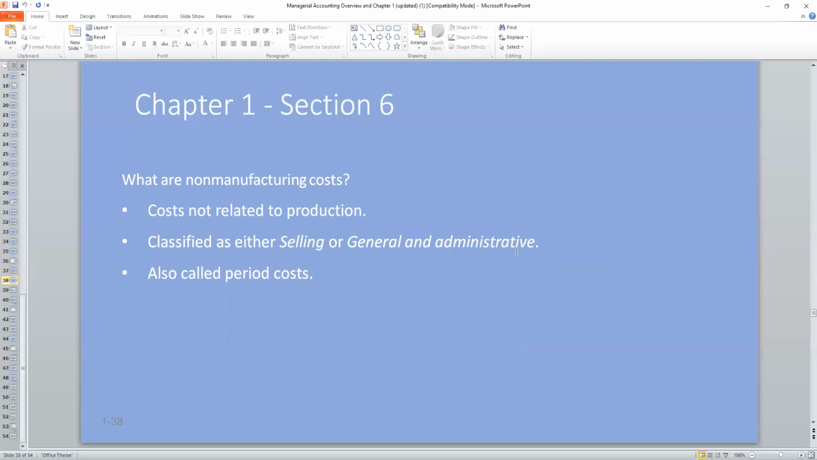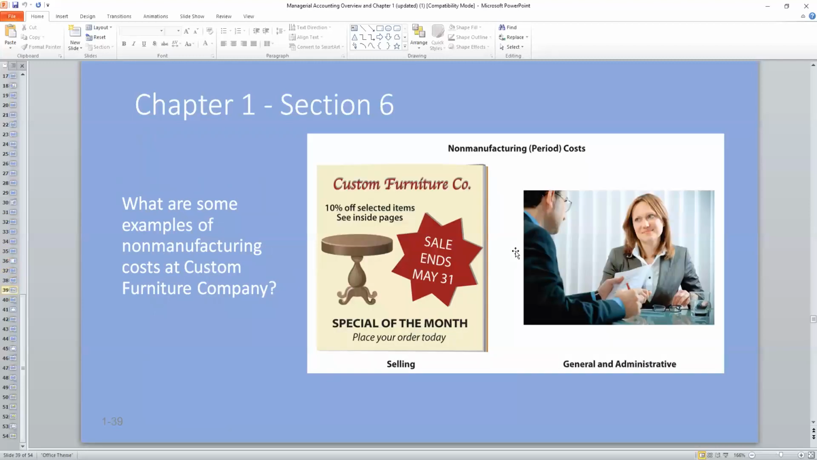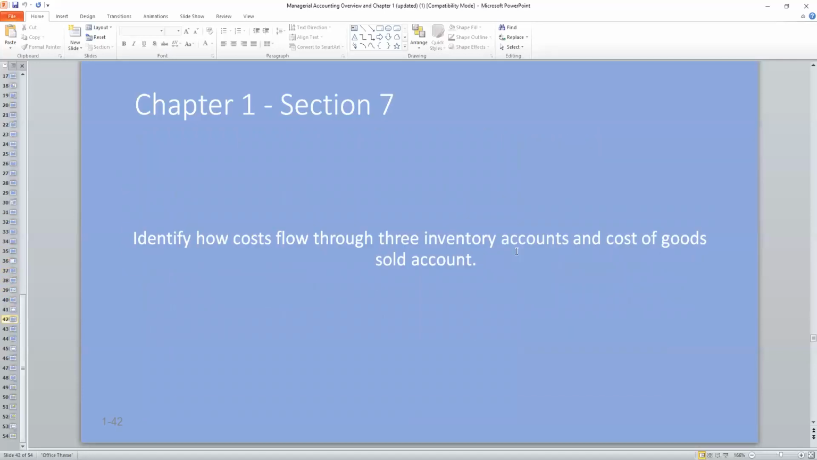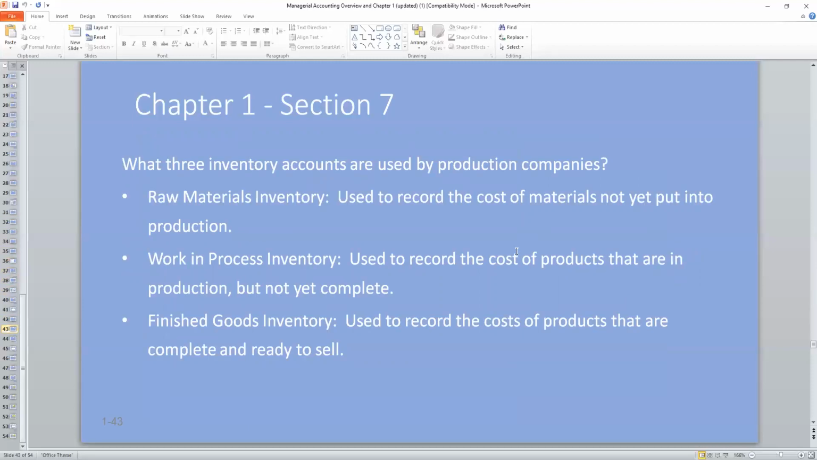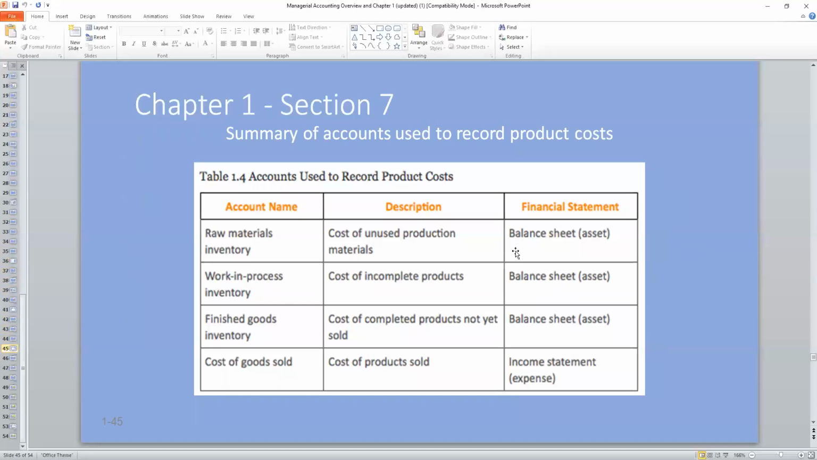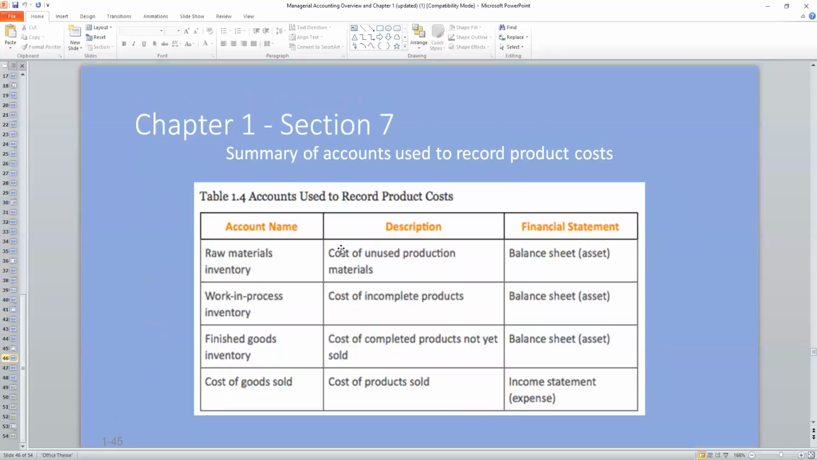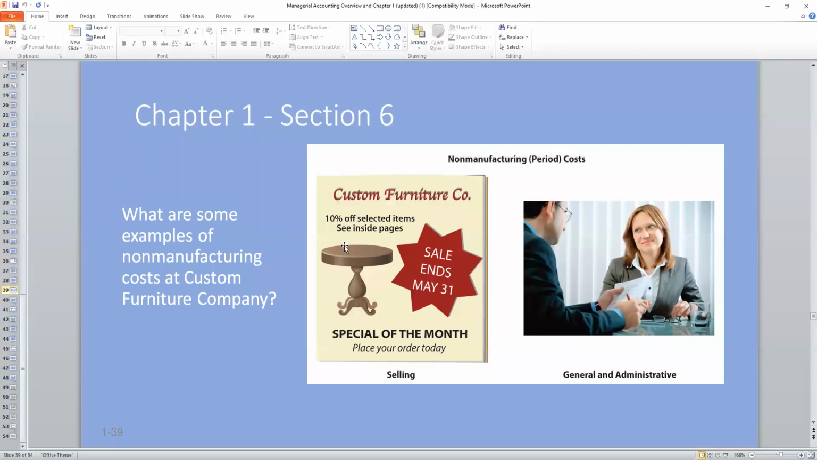I'm not going to worry about non-manufacturing cost right now, but those are called period costs. I'm not going to worry about the three inventory accounts right now and what happens to them. We may come back to that later in the semester, so I'm just going to skip over this. And we're not going to worry about income statements for a manufacturing company either. So you don't need to worry about those as you review the materials in Chapter 1.